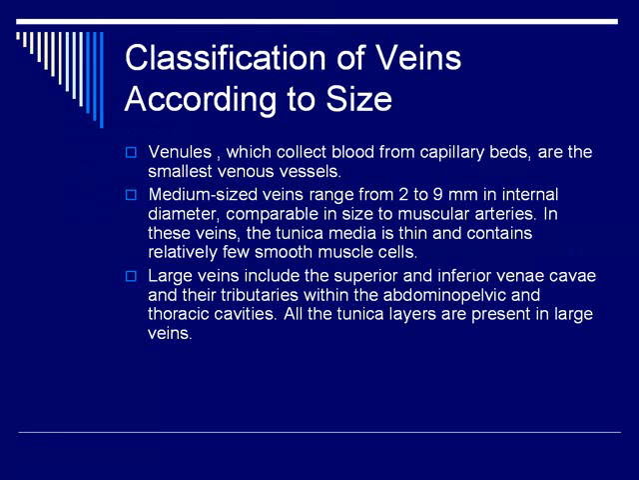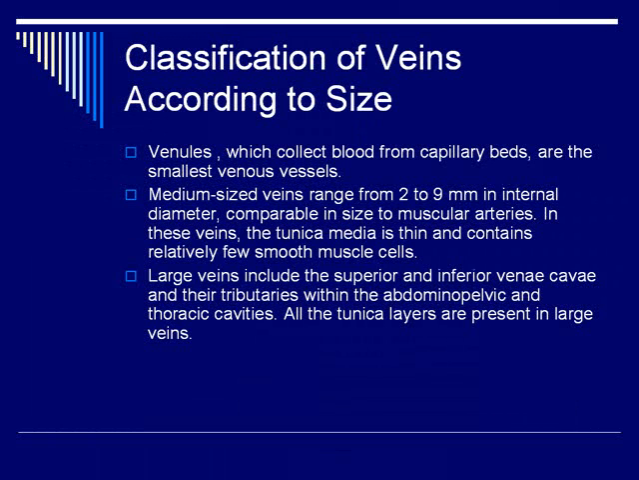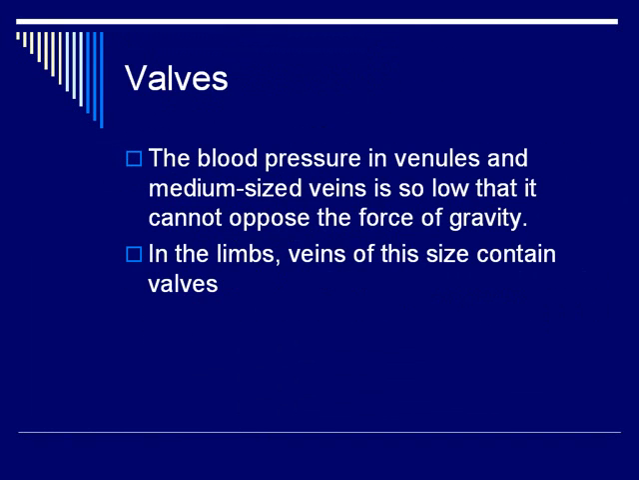Venules, medium-sized veins. Again, you don't have to worry about the numbers. And the large veins, which include the superior and inferior vena cava. Oh, one more point. There are tunic layers that are represented in the large vessels. Blood pressure in venules and medium-sized veins is so low that it cannot oppose the force of gravity. So in structures such as the legs, there are valves.